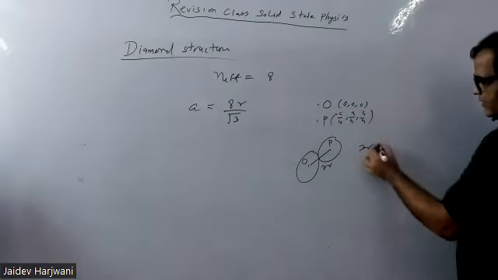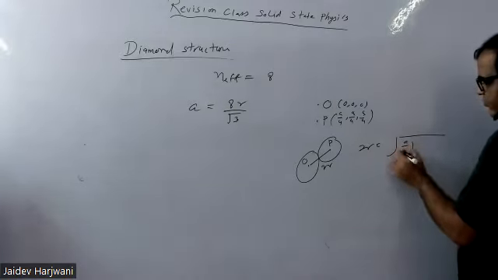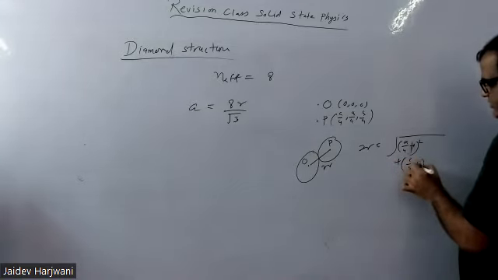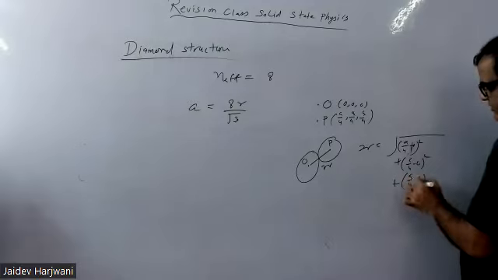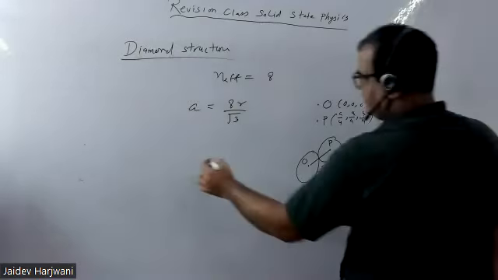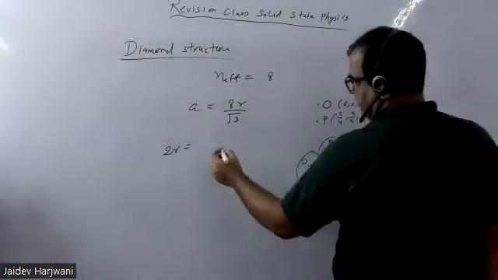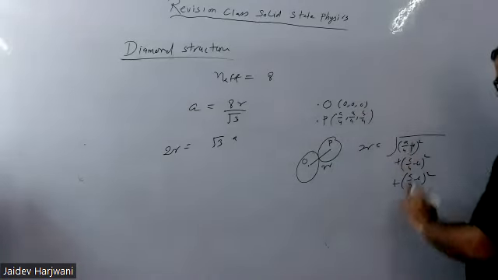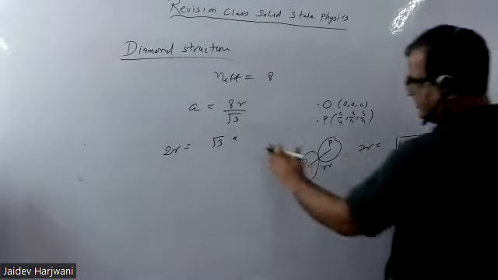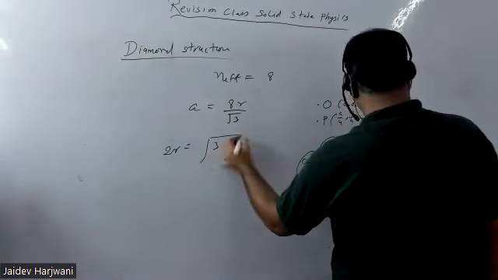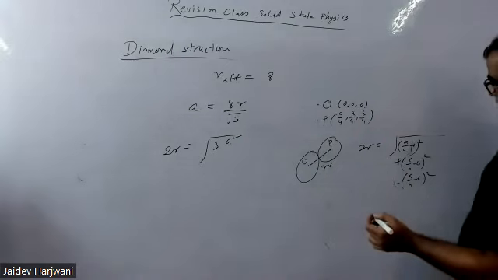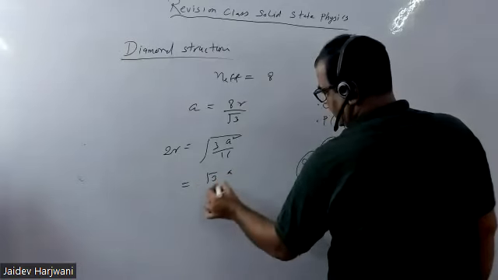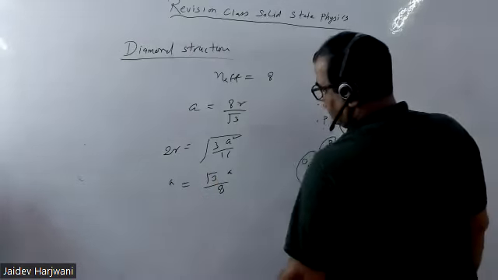So your 2R is equal to under root A by 4 minus 0 square plus A by 4 minus 0 square plus A by 4 minus 0 square. This is the distance formula. If you solve this one, this will give you 2R. So you have a total of 3A square upon 16 under root, and if you solve this, this will give you root 3A upon 8, which is 2R.